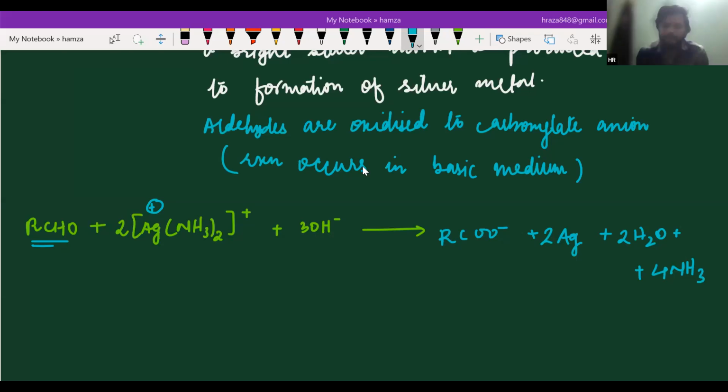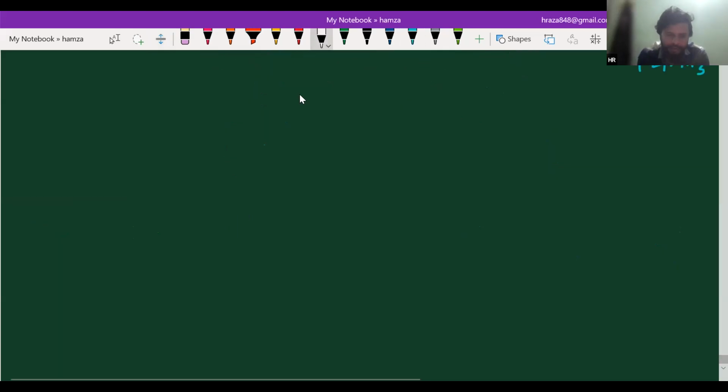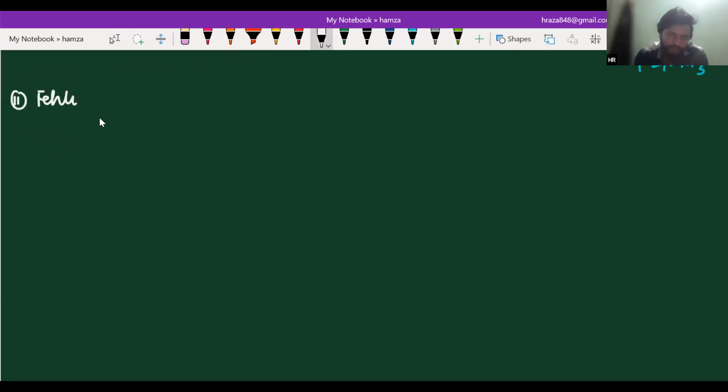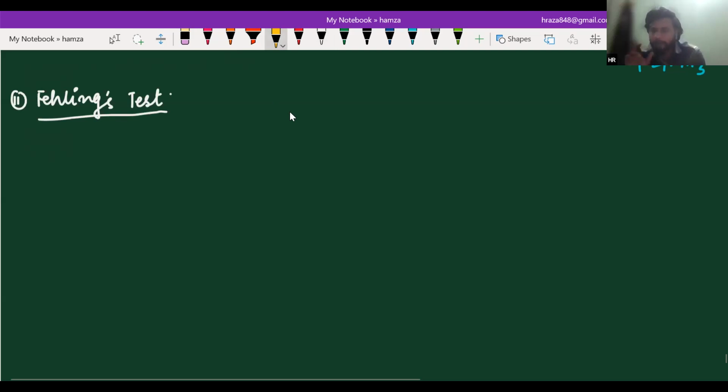Very good. So there is another test that is known as Fehling's test, and it is almost the same as this. There will also be formation of carboxylate anion, and it's very easy. So this is also a test which is very important. As you can see, this is your Fehling's test, and in this we have two containers, Fehling's A and Fehling's B. So basically, I'm going to write this is your Fehling's A, and this is your Fehling's B.